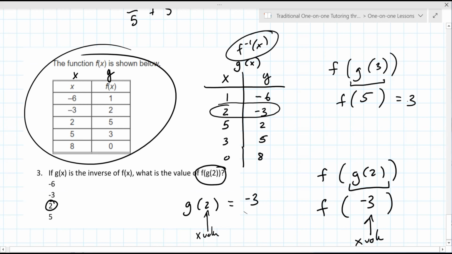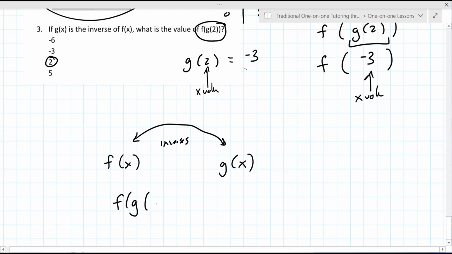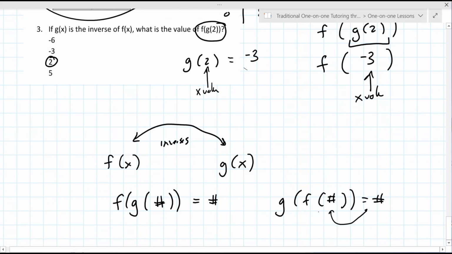Yes. So what you're seeing is that if functions are inverses of each other, if f of x and g of x are inverses of each other, then f of g of a number always equals the number, and g of f of the number always equals the number. That's what we just did in this last problem. Got it.